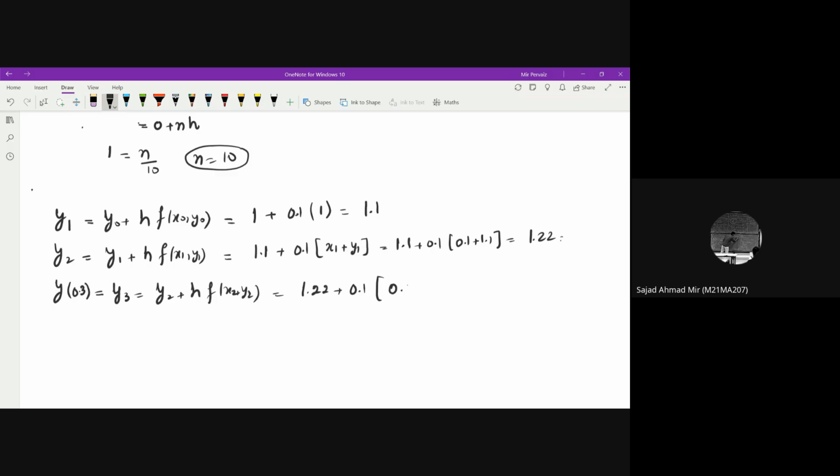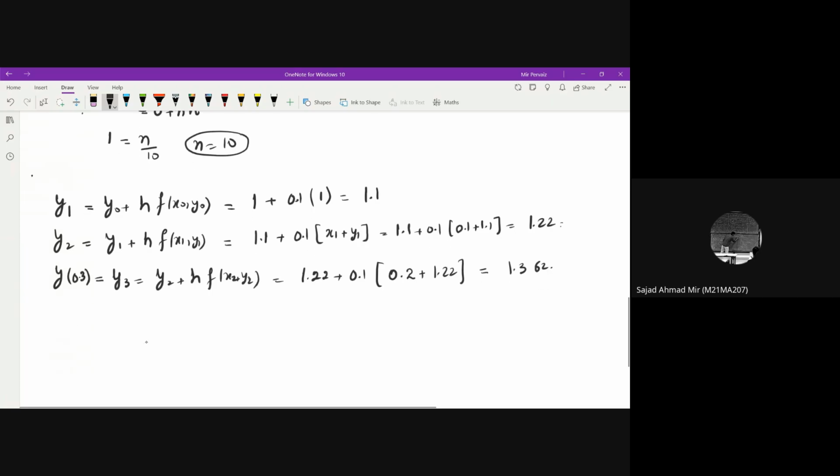0.3 or 0.2. 0.2 plus 1.22, and you solve this value, you get 1.362. Updating these values, you will get y4 1.53, y5. At the end I will show you how you can write the program for this to solve for any value of the h. But right now we are calculating manually.